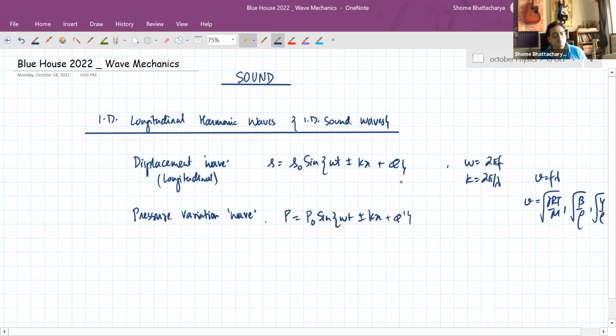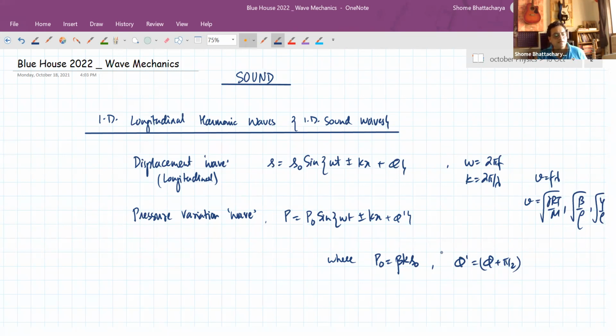We saw also that if you compare the displacement wave with the pressure wave, the pressure amplitude is directly proportional to the displacement amplitude, and the phase constant for the pressure wave always has a pi by 2 relation with the phase constant for the displacement wave. So when the particles are at their mean position of oscillation, the pressure is either at a compression maximum or rarefaction maximum, whereas the particles of the medium located at the extreme position of their oscillations are where the pressure variation is zero, or the volume stress or bulk stress is zero. So this is okay.